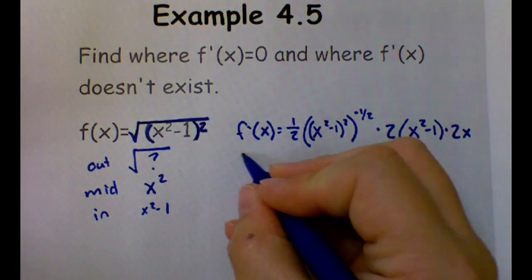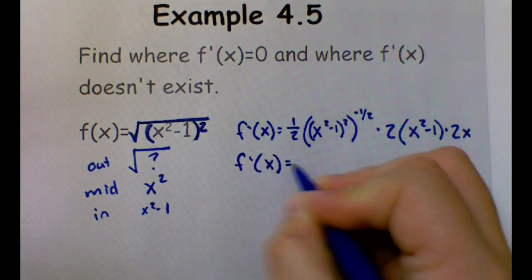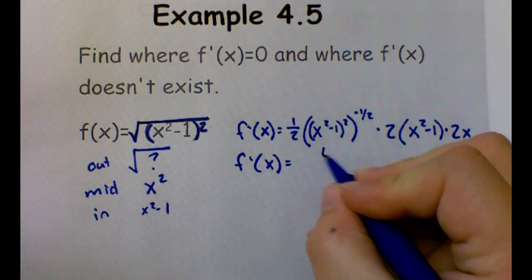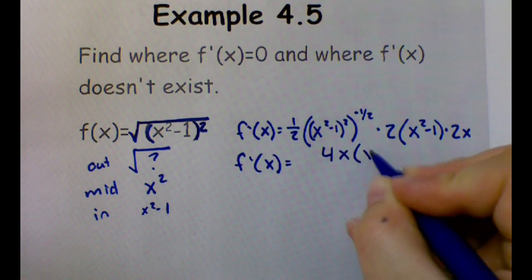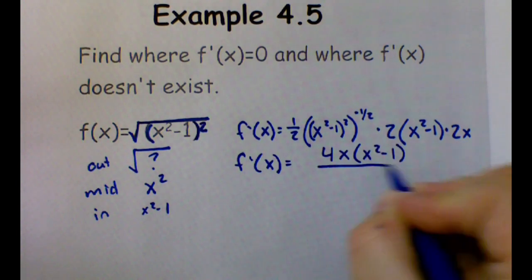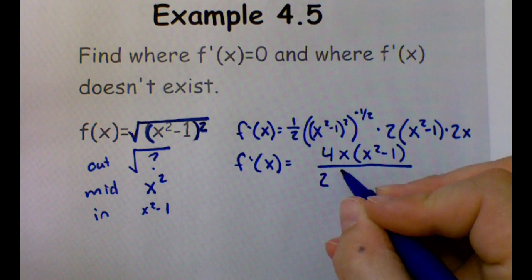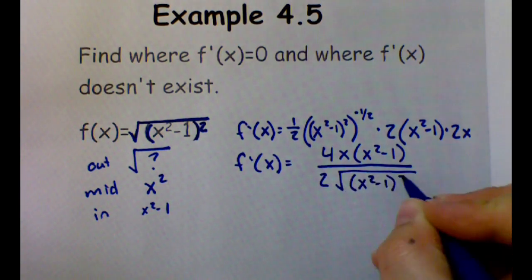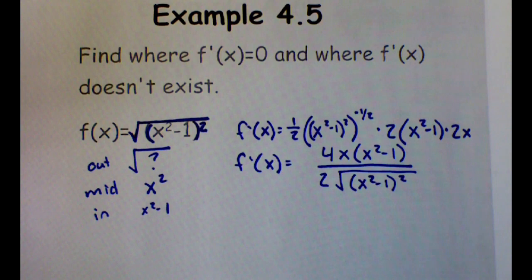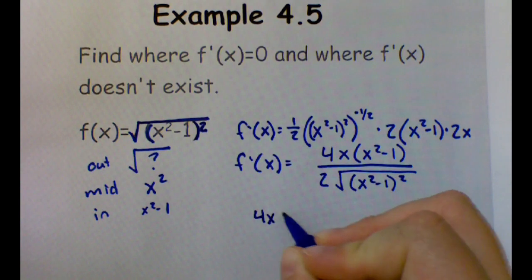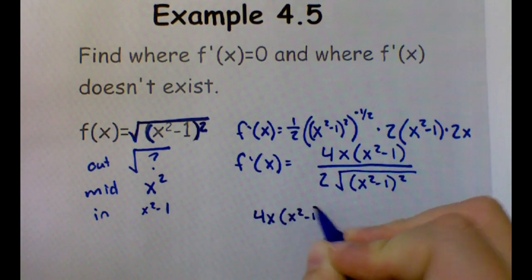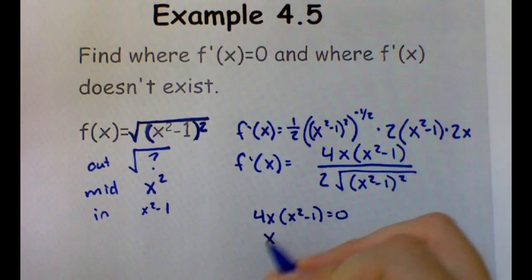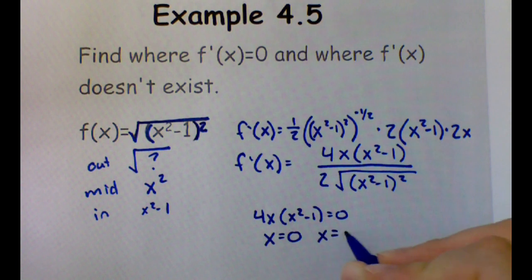So we rewrite this. F prime of x equals, let's see, we're going to have 4x times x squared minus 1 over 2 times the square root of x squared minus 1 squared. All right, I want to know where it equals 0. So I set my numerator equal to 0. That'll give me x equals 0 and x equals positive or negative 1.